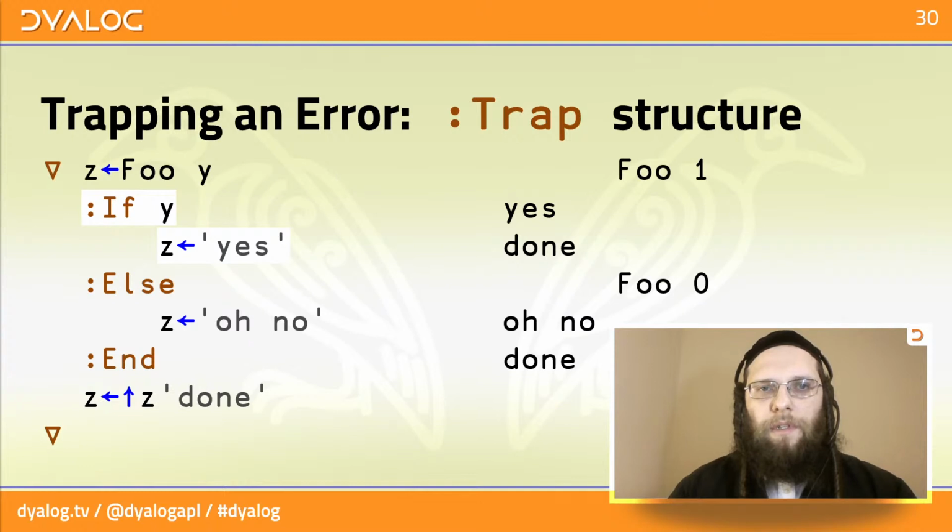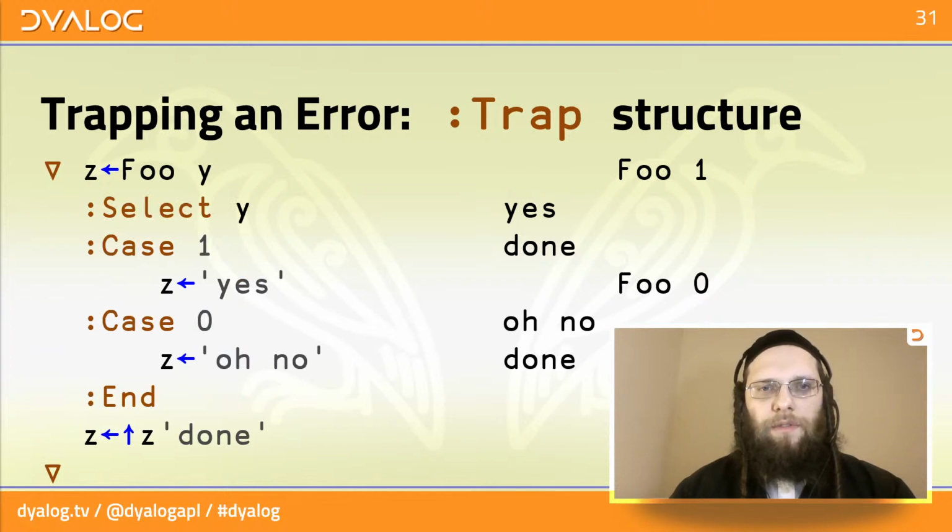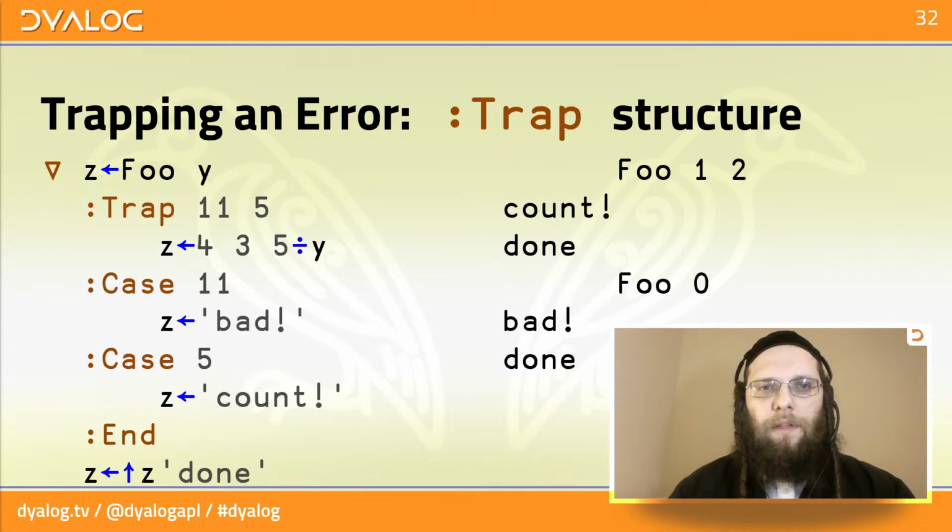If we go back for a moment to our if statement, there's actually a more advanced form of if, because if can only choose in a true-false case. But what if there are more cases? Then we have the select structure, which is also called switch or case in other languages. And there we take a specific value, and then we jump down to the branch that corresponds to that value. And we can do the same thing with the trap. So here we are trapping both the 11 and 5, but we are taking appropriate action for each one of them separately.